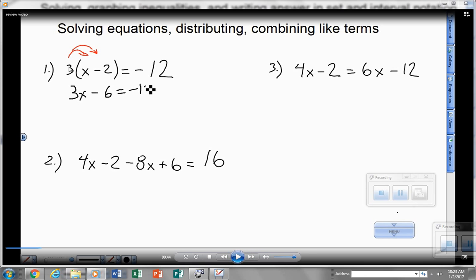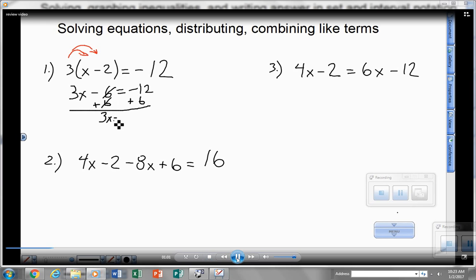I'm taking that 3 and timesing by both things inside there. 3 times x will give me 3x. 3 times negative 2 gives me negative 6. I bring down the negative and the 12. Opposite now here of subtracting 6 is adding 6. So at this point, after I distribute, I'm doing inverse operations. I'm doing the same math to both sides. So the opposite of subtracting 6, adding 6. Do that to both sides.